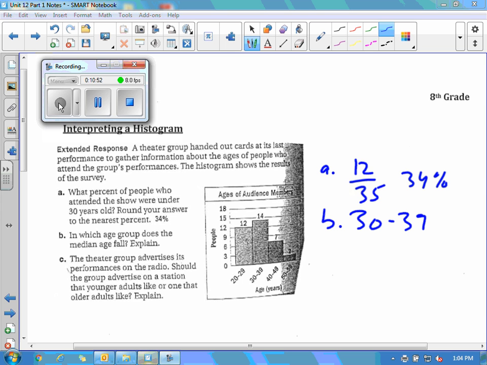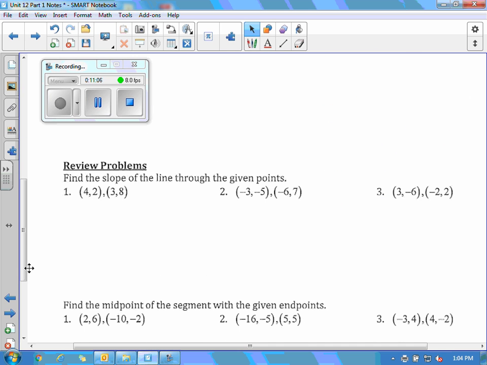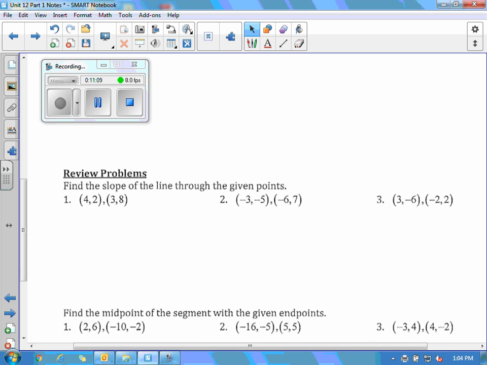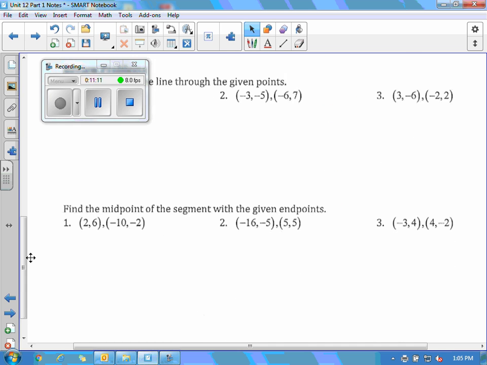And then it says, the theater group advertised its performance on the radio. Should the group advertise on a station with younger adults like or one older adults like? So if you look at your histogram, the majority of the people were younger, so they want to advertise to younger. All right, make sure you do the practice problems at the bottom. Okay, we know how to do slope. We do not know how to do midpoint formula yet, so you can skip those last couple.